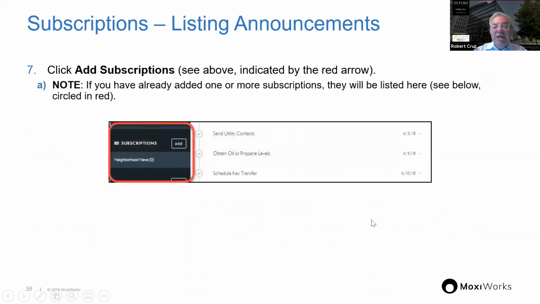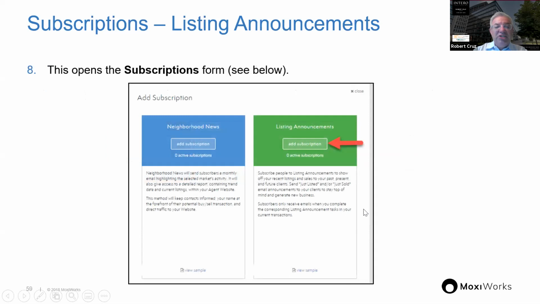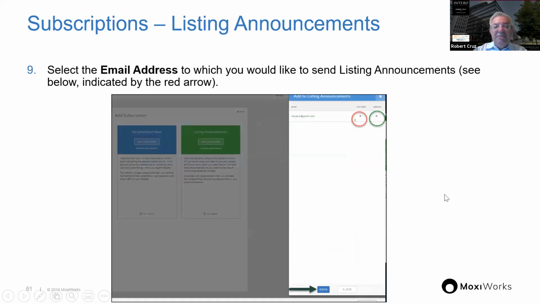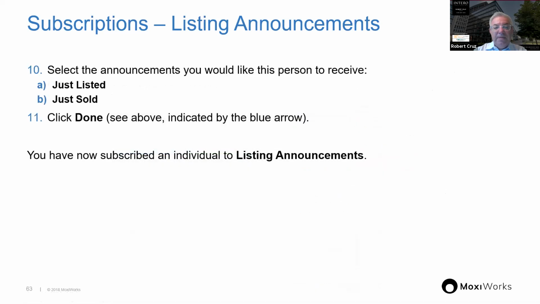Click Add Subscriptions. Note, if you already have 1 or more subscriptions, they will be listed here so you don't double book people. This opens the subscriptions form, and then you hit it. Click the Add Subscription button within the listing announcement subscription, which is right here. Select the email address to which you would like to send listing announcements, indicated here by the red arrow, right down here. And you select the announcements you would like this person to receive. Just listed, just sold. Click Done.